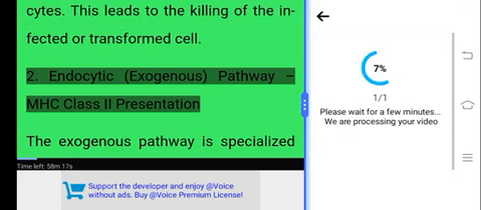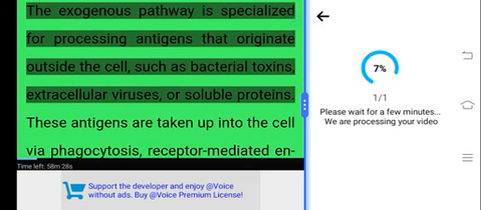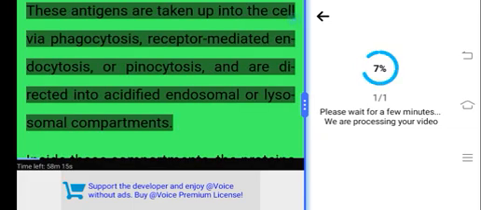2. Endocytic exogenous pathway, MHC class II presentation. The exogenous pathway is specialized for processing antigens that originate outside the cell, such as bacterial toxins, extracellular viruses, or soluble proteins. These antigens are taken up into the cell via phagocytosis, receptor-mediated endocytosis, or pinocytosis, and are directed into acidified endosomal or lysosomal compartments.